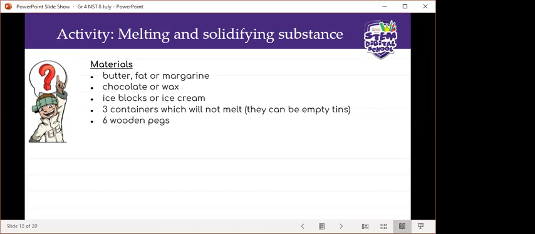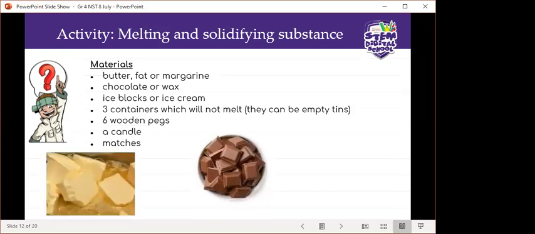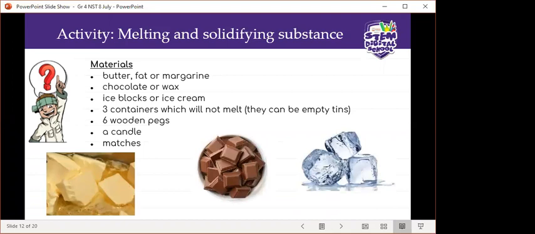Then we have 3 containers which will not melt. We also need 6 wooden pegs, a candle, matches, and here is our butter, our chocolate, as well as the ice cream that we will be using in this activity.